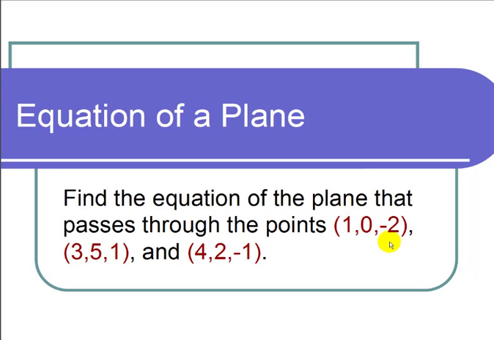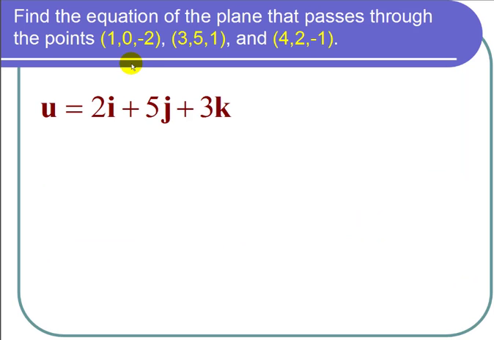So the 2 vectors I'm going to use are the displacement vectors. I'm going to look at the displacement vector from the first point to the second point as my first vector, and the displacement vector from the first point to the third point as my second vector. So let's start out. I take the displacement vector from the first point to the second point.